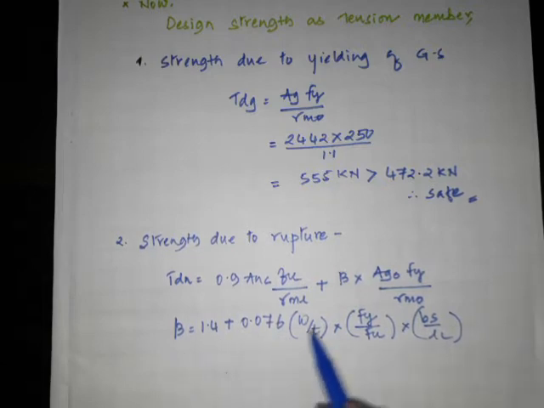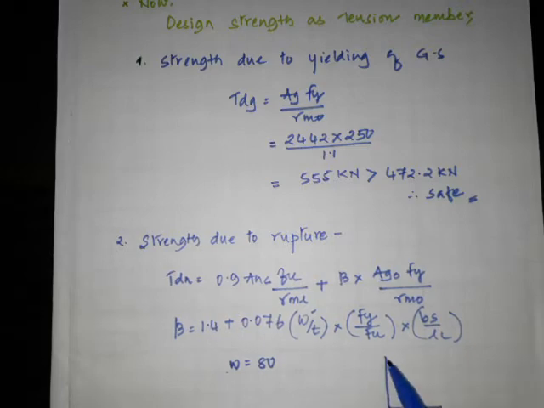For that, one thing is w. w is nothing but the width of the outstanding leg, so 80. If you have the angle, it will be like this, again as per the IS code, and it will be connected to the gusset plate here. So this will be the gusset plate. The w will be the width of the outstanding leg, because this will be connected and this will be outstanding, so here it will be w.